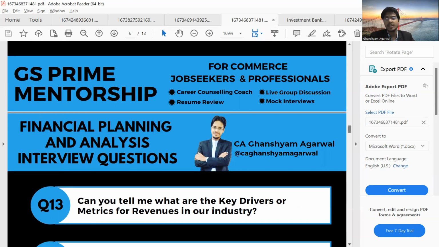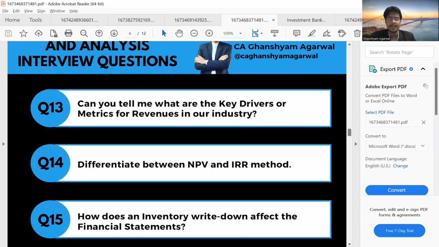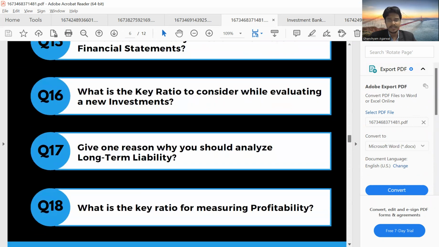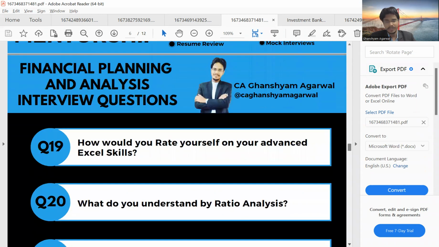They might ask you a little bit of questions on Ind AS also. Ind AS 115 is very important, remember. What is the reporting under Ind AS 115 on our sector? What is the impact of Ind AS on our sector? What is the impact of GST on our company? So they are asking you on a lot of areas. Then NPV, IRR. How does the inventory write-down work? What is the key ratio? What is the key ratio for measuring profitability?